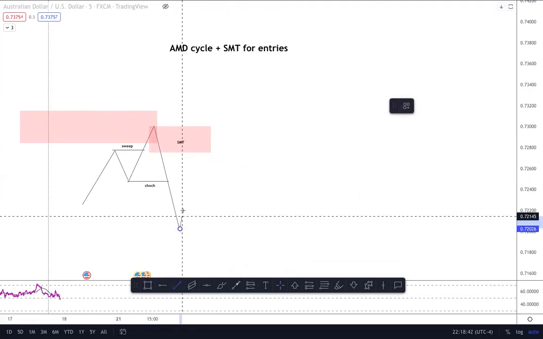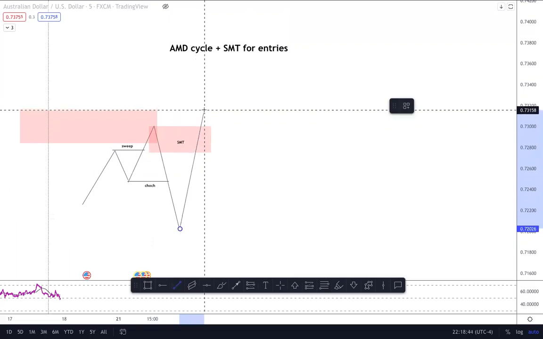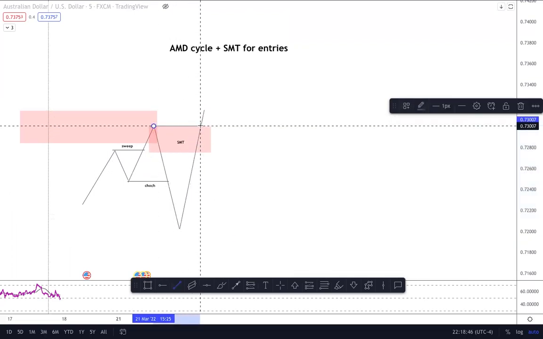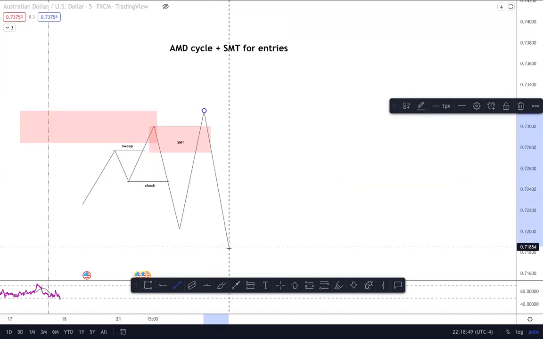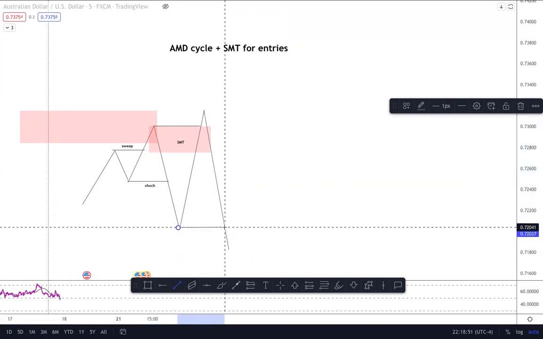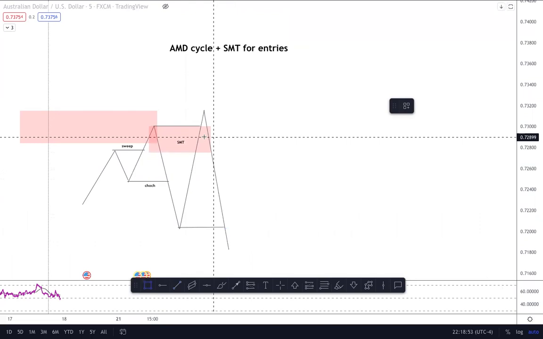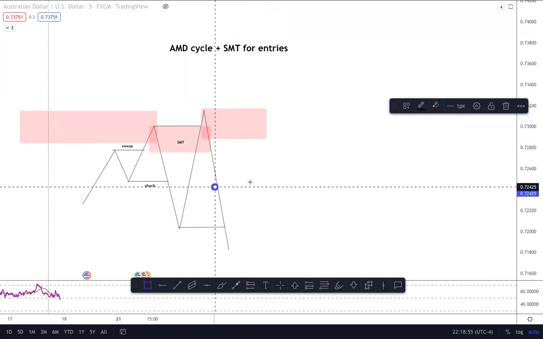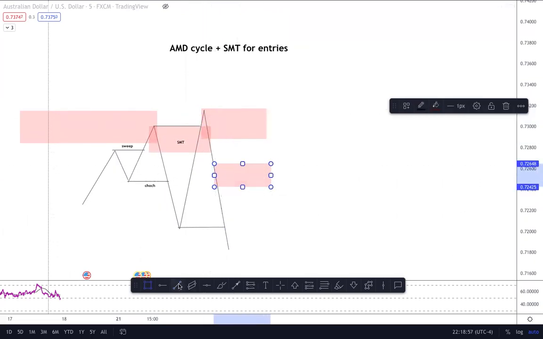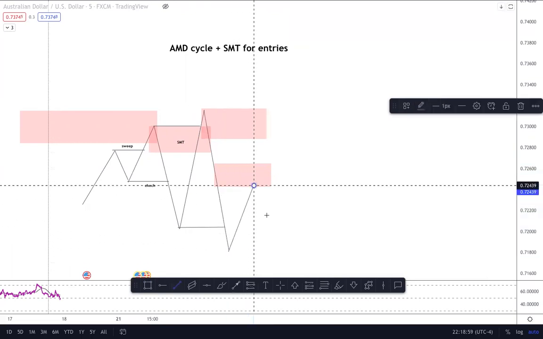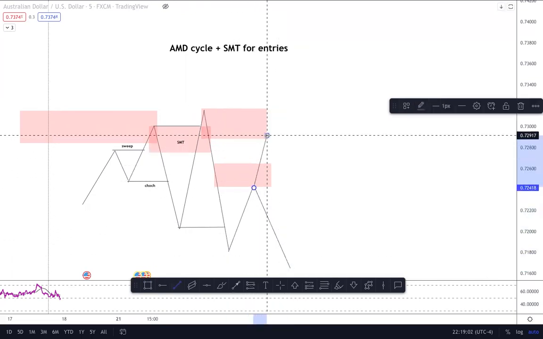Price actually needs to come all the way back up, take out this POI, right? Have another sweep, another change of character right here. And now we can perhaps start looking for entries again, right? And this is where we are going to find the better positions in the market.